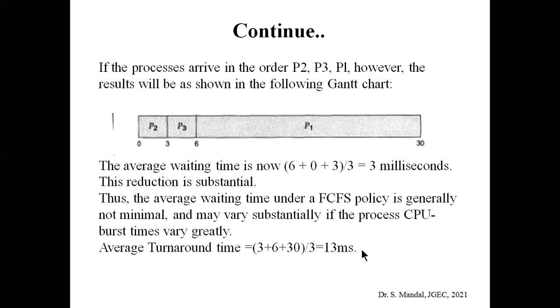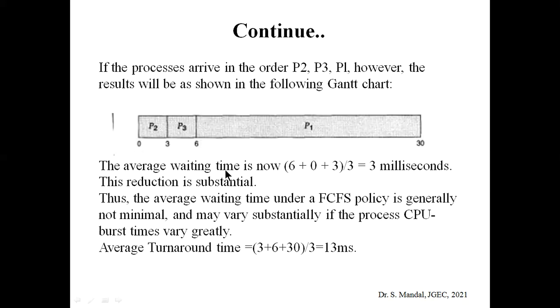Okay, now consider another scenario, if the order of the processes is P2, P3 and P1, so what will be the scenario? Now using the FCFS algorithm, we can plot the Gantt chart like this. So the P2 process will start at 0 milliseconds and last up to 3 milliseconds. Next P3 will be executed, that means it will start at 3 milliseconds and continue up to 6 milliseconds. And the last one is P1, so you can see that P1 will start at 6 milliseconds, and it will continue up to 30 milliseconds.